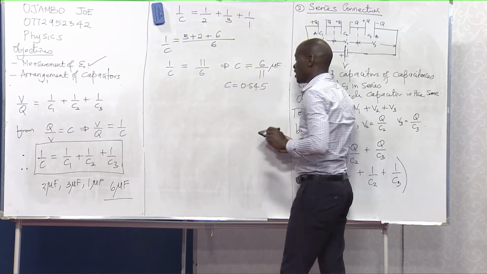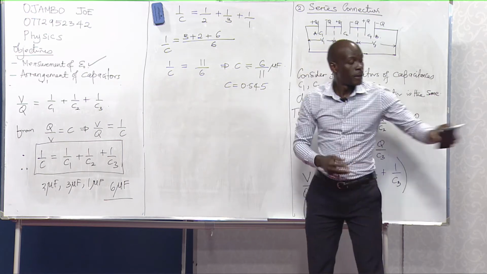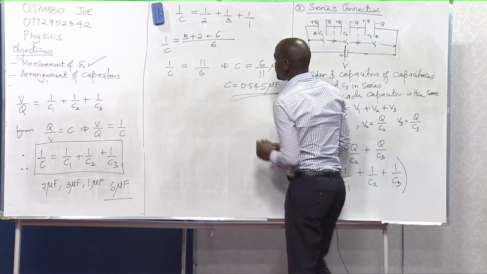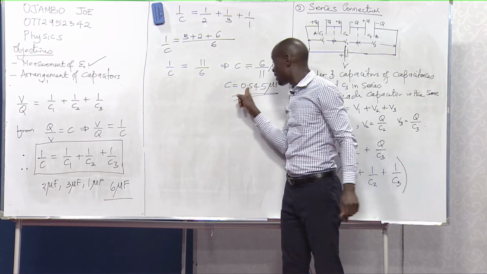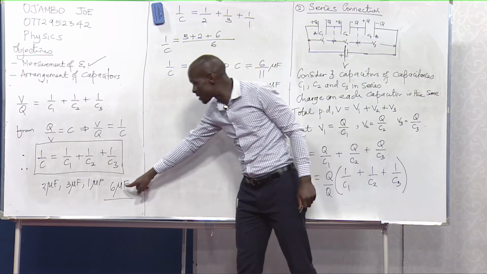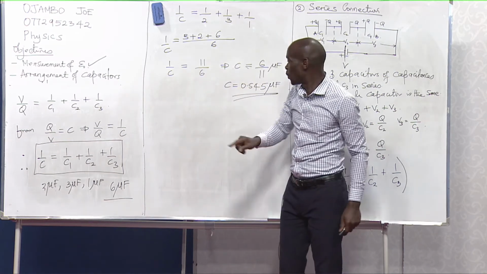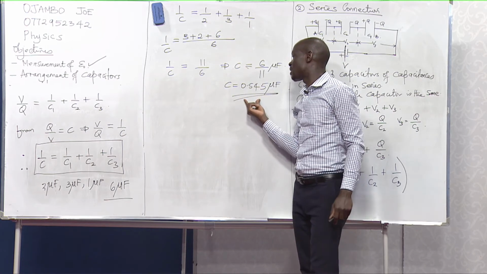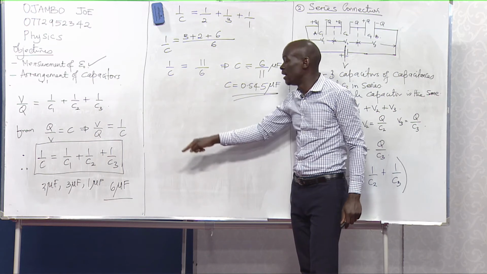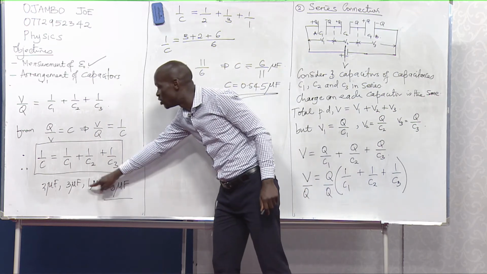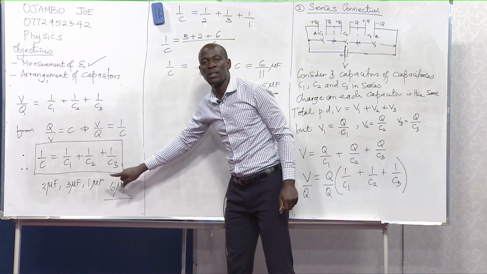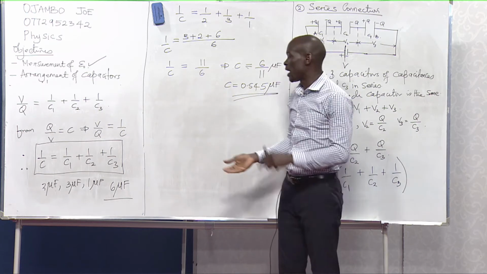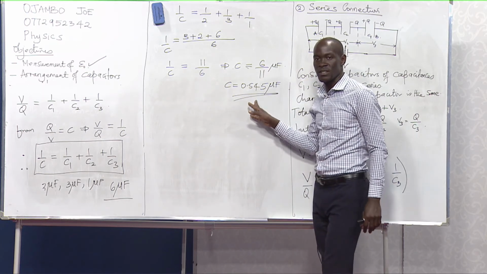Allow me to write it to 3 significant figures, 545 microfarads. What do we discover? We discover that the capacitance here is less than the capacitance we had earlier. And more so, when you compare it with the individual capacitances, you discover that the total capacitance is even less than the smallest individual capacitance. So therefore, this tells us that by placing the capacitors in series, we are greatly reducing the capacitance.